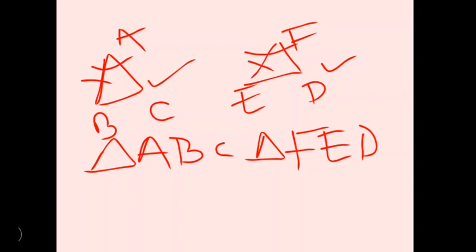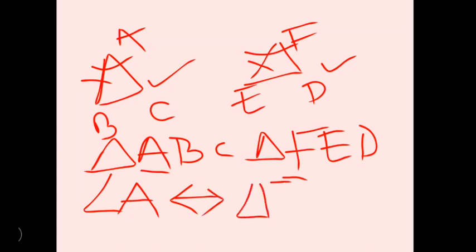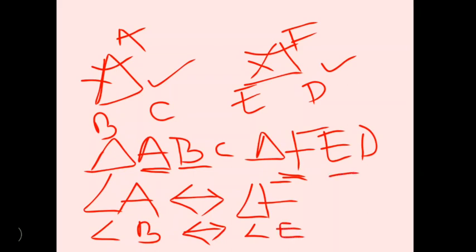So if I start with the angle, then angle A will be equal to angle F. So you will write angle A corresponds to angle F, and this sign is for correspondence. Okay, so the first part, angle A corresponds to angle F. Next, angle B corresponds to angle E, the next part, and then angle C corresponds to angle D. Okay, so this is the first part.